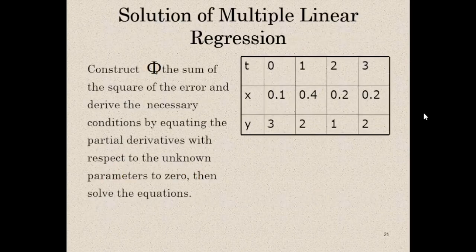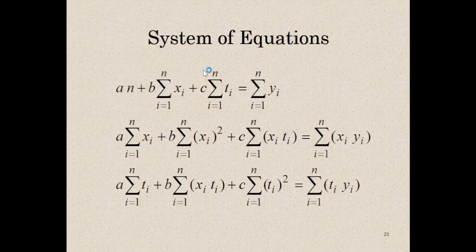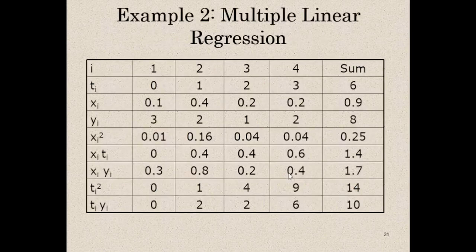So first of all we have prepared the normal equations. These are my normal equations. Now after these normal equations, prepare the observation table: summation of t, summation of x, summation of y, summation of x square, summation of xt, summation of xy, summation of t square, and summation of ty.